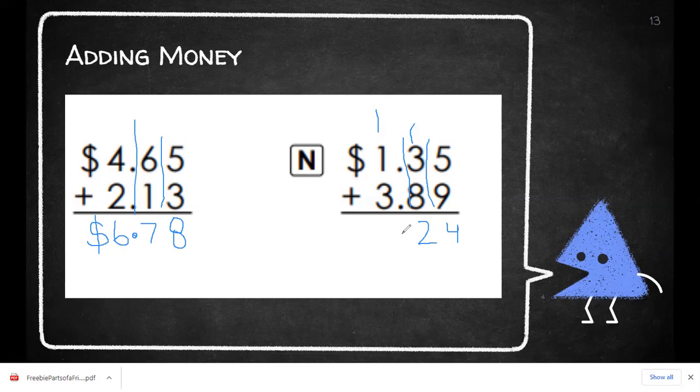I need to bring my decimal point down. Now what's 1 plus 1? 2. And what's 2 plus 3? 5. So my answer would be $5.24. Great job, friends.